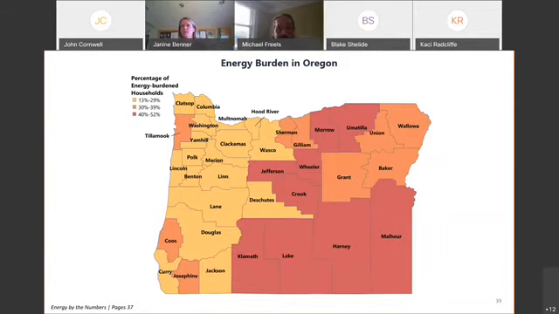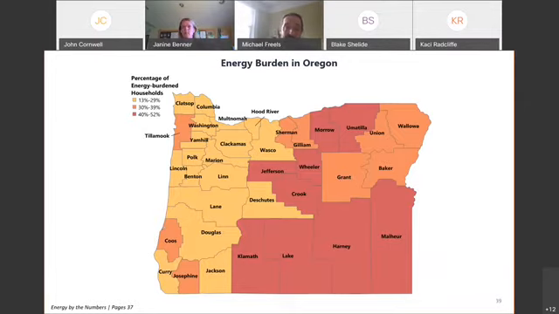So the example we have here is an Oregon county map of a section of the population: households that are 200% or below the federal poverty level. Just looking at that, you can see it's graded by different colors. The red counties have the highest percentage of energy burdened households. If you look at the percentages, half of those households are actually energy burdened.